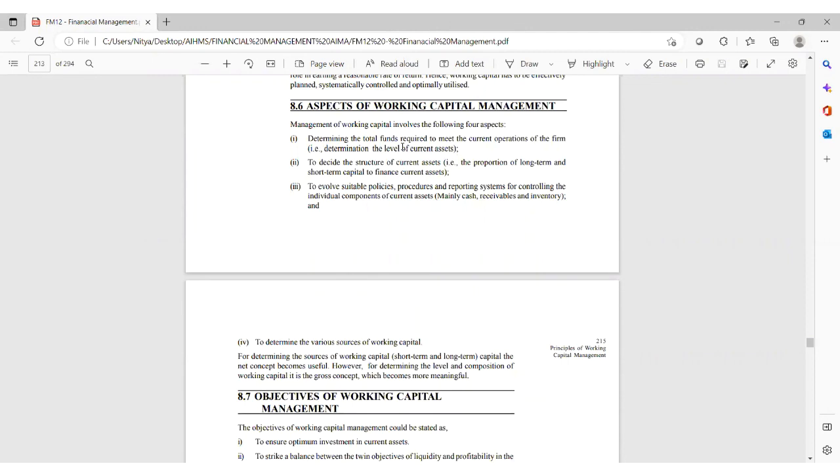Now, when you are talking about the aspects of working capital management, we have four major aspects. First, you need to determine the total funds that are required to meet the current operations of the organization. That means I'm talking about the level of current assets. Secondly, you need to decide the structure of the current assets. That means I'm talking about the proportion of long-term and short-term capital that will be required to finance your current assets.